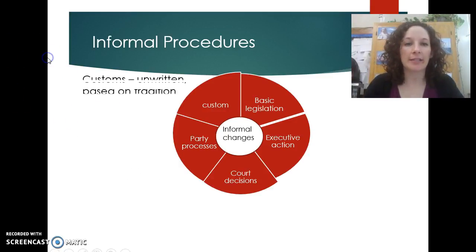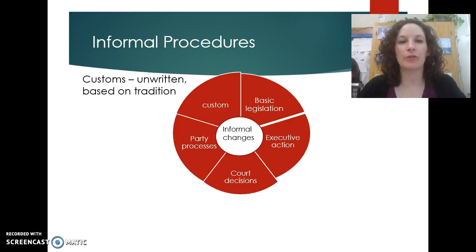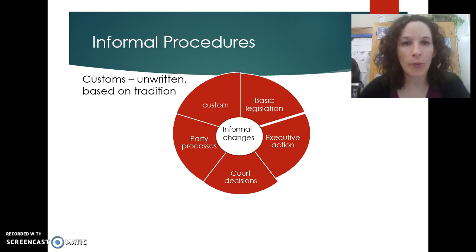And finally, custom. That's unwritten, based on tradition, the way we've been doing things. And if we do them long enough, we accept it as almost constitutional. It's been so widely accepted without question. An example of this would be having 2 terms. Up until FDR, presidents had always had only 2 terms and they would step down. George Washington started that tradition. He was elected and then re-elected.